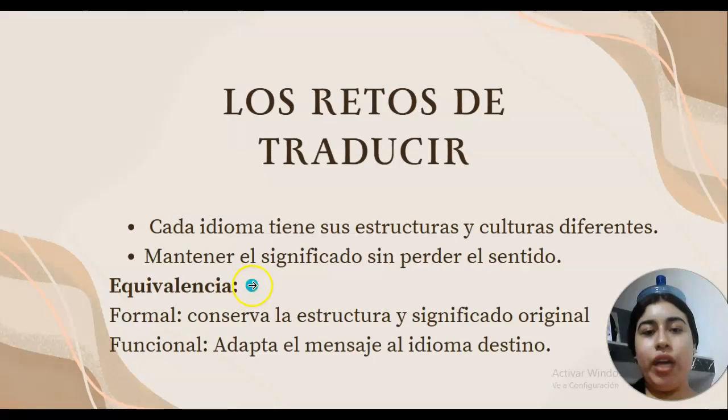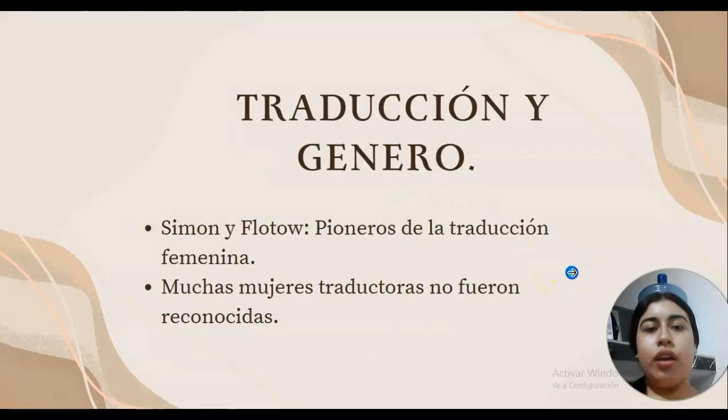In conclusion, both helped improve translation and demonstrated that it is not a mechanical process, but a task that requires analysis and adaptation.